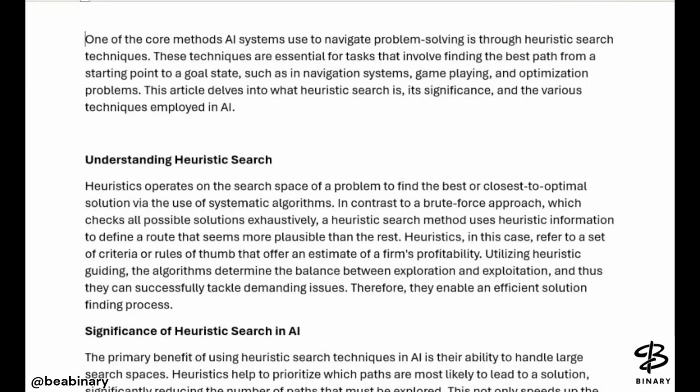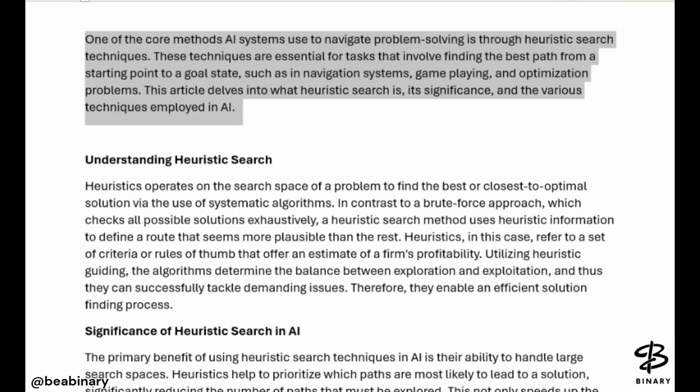So, what is the heuristic search technique? One of the core methods AI systems use to navigate problem solving is the heuristic search technique. These techniques are essential for tasks that involve finding the best path from a starting point to a goal state. Where there is a need of finding a best path, the problem is so big that infinite time of traversal would be needed, such as in navigation systems, gameplay, and optimization problems. In these kinds of problems, we need to find the best path from the starting point to a goal state.